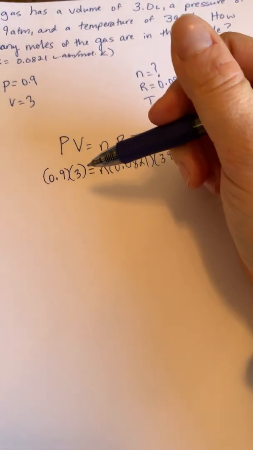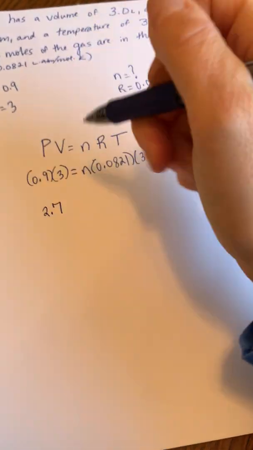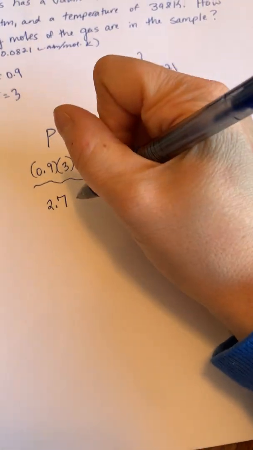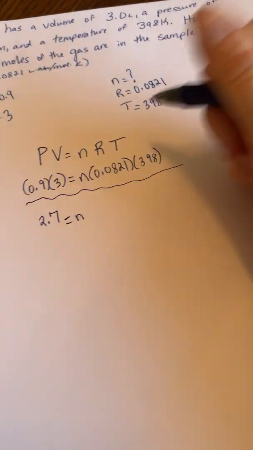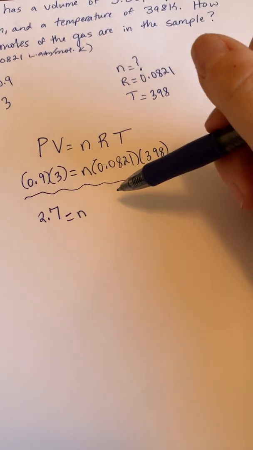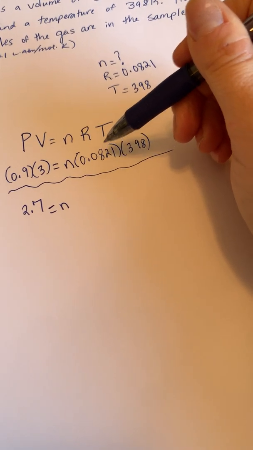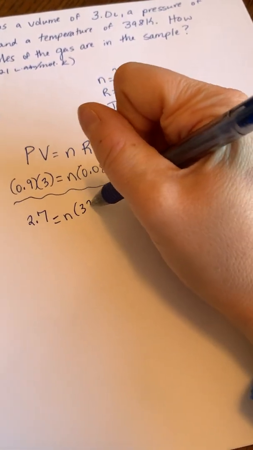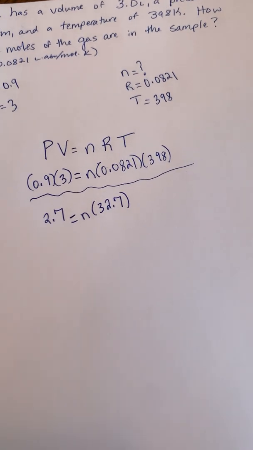Okay, so I'm just going to go ahead and simplify my left side by doing 0.9 times 3. So that is 2.7. Let me do my little squiggly so we know it's separate. So 2.7, that's equal to N times the other 2. Now I'm going to go ahead and simplify these other 2 also, rather than rewriting it twice. So I'm going to do 0.0821 times 398. So that gives me something close to 32.7. I rounded it a bit just to go a little quicker.